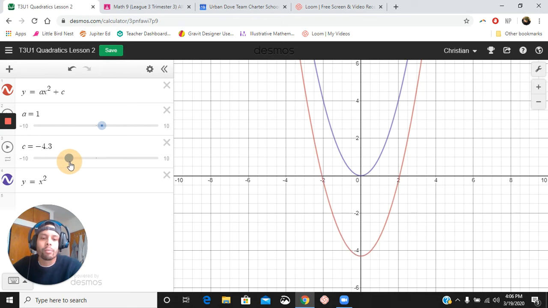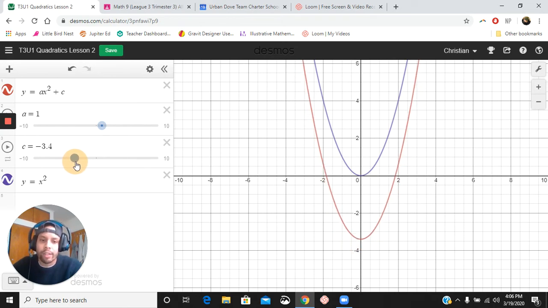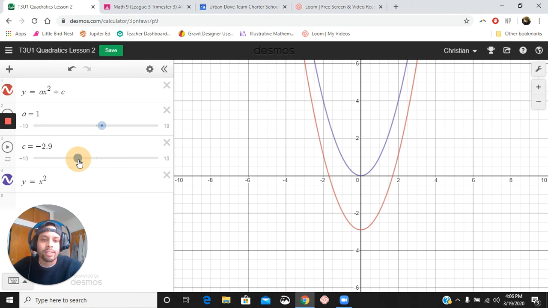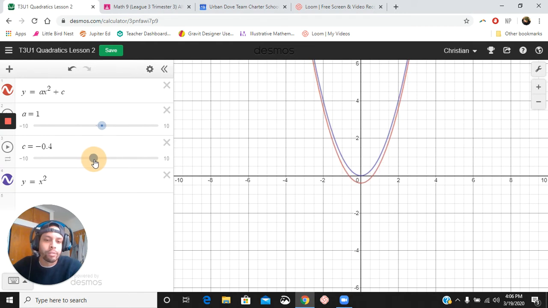Now you might be thinking, well, it's moving the vertex. It's moving that turning point. And that's simply because we haven't talked about b yet. Right now, our vertex is still at the center of the graph. But once we start talking about b, you're going to see how that vertex moves based on the b value.